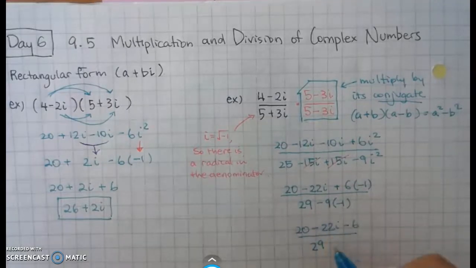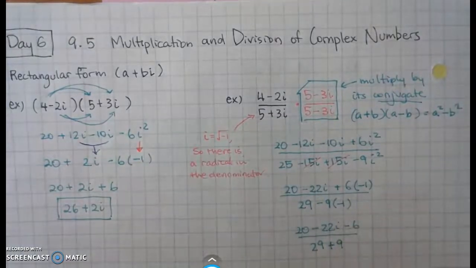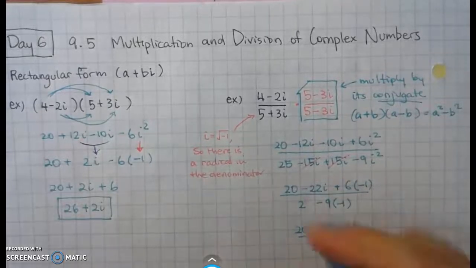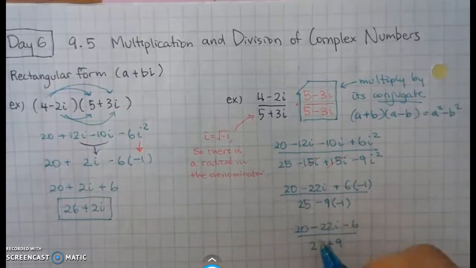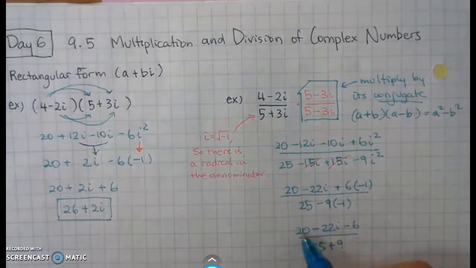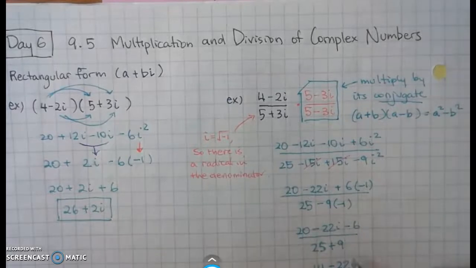Negative 9 times negative 1 is plus 9. Okay, so I'm sorry, this should be 25. Made a mistake again. Should be 25. Okay, so then again, combine the two like terms. 20 minus 6 is 14. Minus 22i over 25 plus 9 is 34.